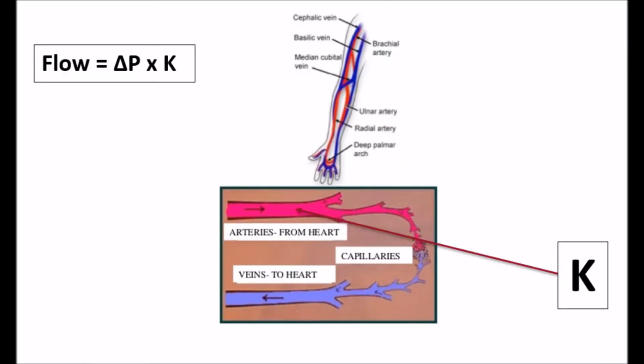Conductance, or K, is the resistance met within the arteries, such as vessel diameter. For example, a dilated blood vessel would result in decreased resistance and therefore greater blood flow. Therefore, the two main variables that could influence blood flow are the change in pressure gradient or the conductance.